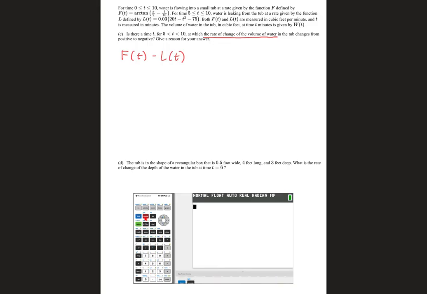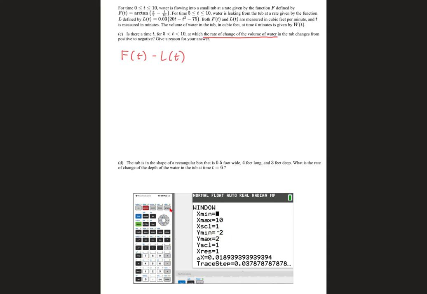So let's go to a blank screen first. Let's change the window. Let's make that 5 to 10, which I already did, right? And then we just wanted to see when it changed from positive to negative. So we just want to see kind of around the y min and y max. Just make that negative 2 to 2 or negative 1 to 1.